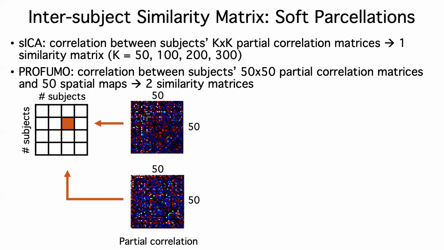Similarly, we can obtain an inter-subject similarity matrix for ProFUMO using partial correlation functional connectivity. However, in the ProFUMO framework, the inter-subject variability was most captured by spatial maps instead of functional connectivity, as shown in Janine's and Sam's paper.